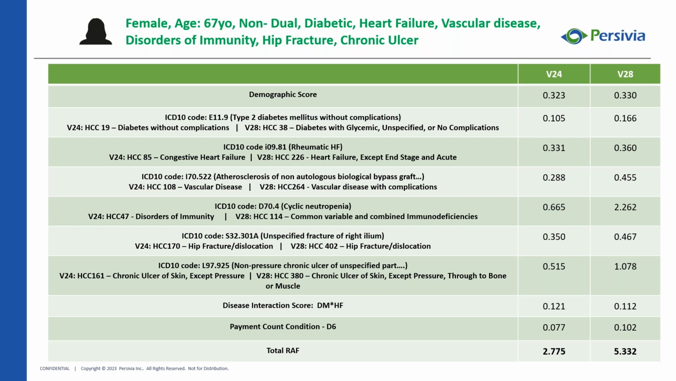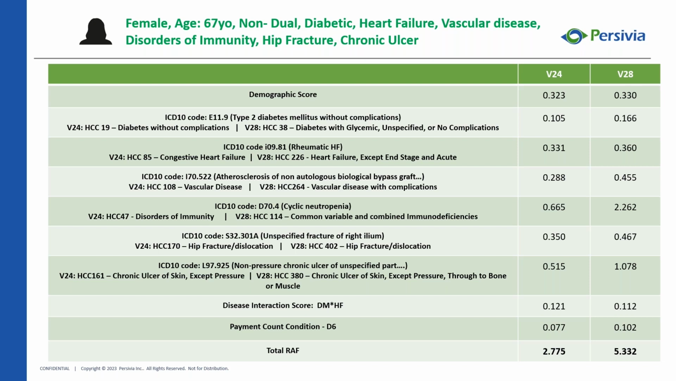However, you will notice the biggest increase in the relative factors is for the disorders of immunity, which is HCC 114, and chronic ulcers, which is HCC 380 under version 28. So this means that organizations will want to identify the top HCCs amongst their patient population to examine and understand the potential impact of the 2 model versions.